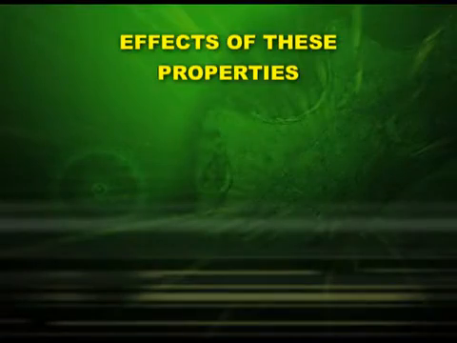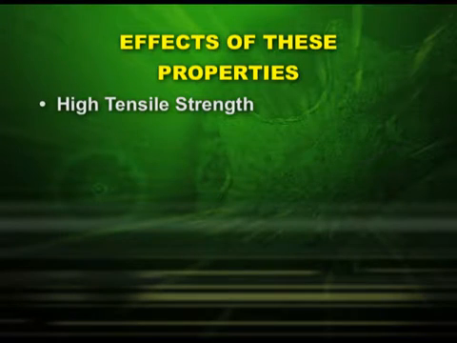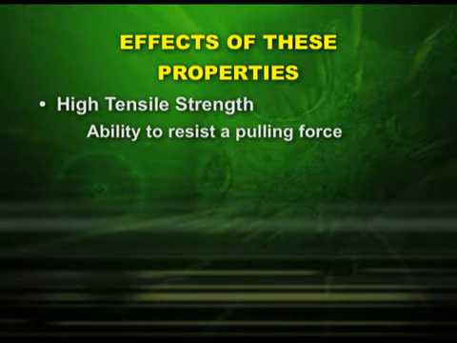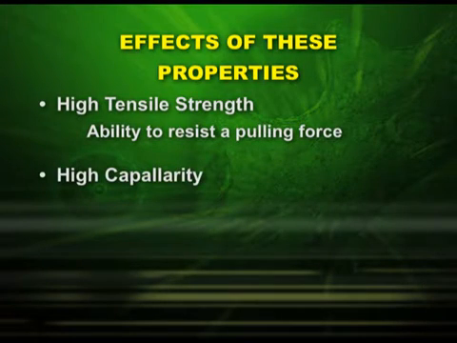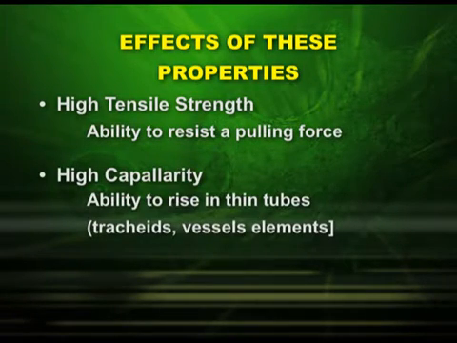So now these three properties, cohesion, adhesion and surface tension, how do these properties affect the plants? The two important effects are there. Number one, high tensile strength, which is the ability to resist a pulling force, and second, high capillarity, the ability to rise in thin tubes, for example in this case the tracheids and vessel elements.